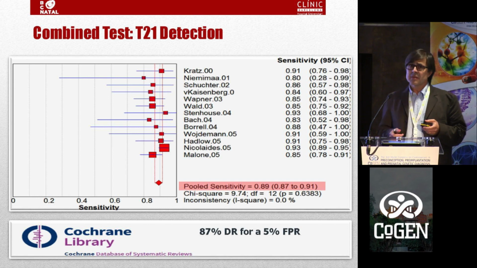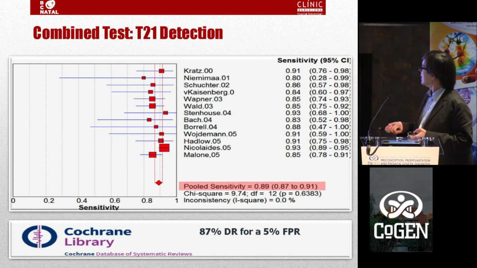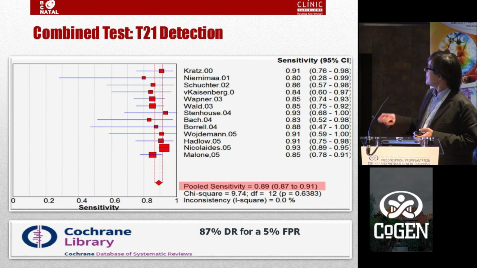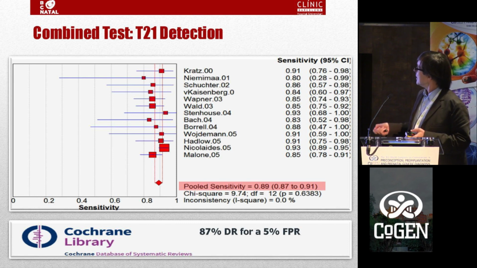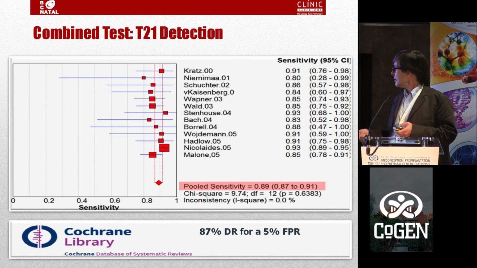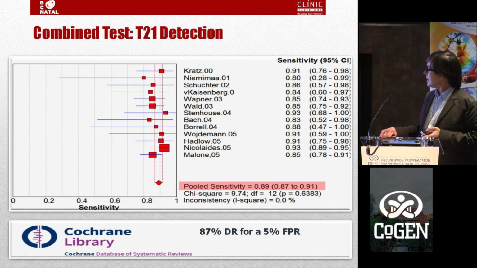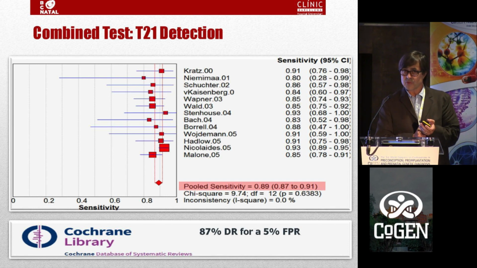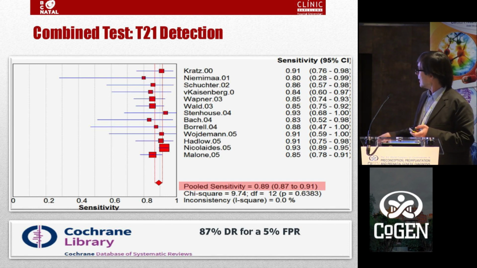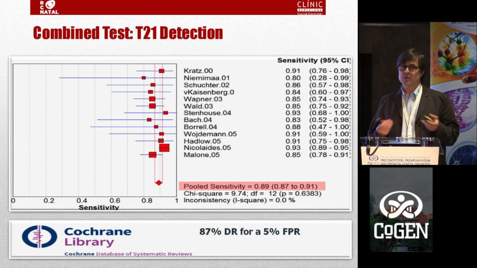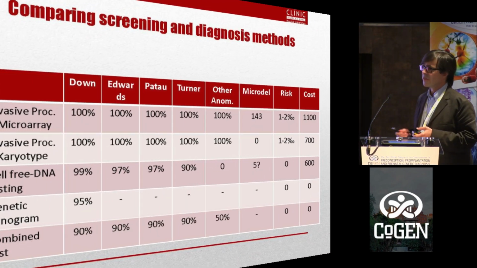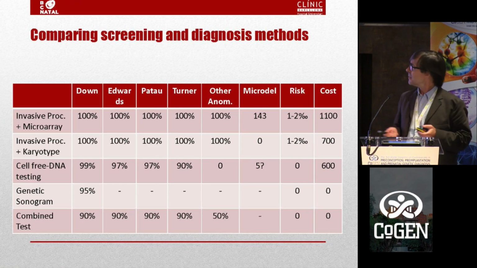This is a very robust test, with the detection of 89% in a systematic review that we did. Now there is a recent Cochrane review, a systematic review, meta-analysis, with 87% detection rate of trisomy 21 for a 5% false positive rate. We are used to this. I think we have achieved in most of the centers to have this.